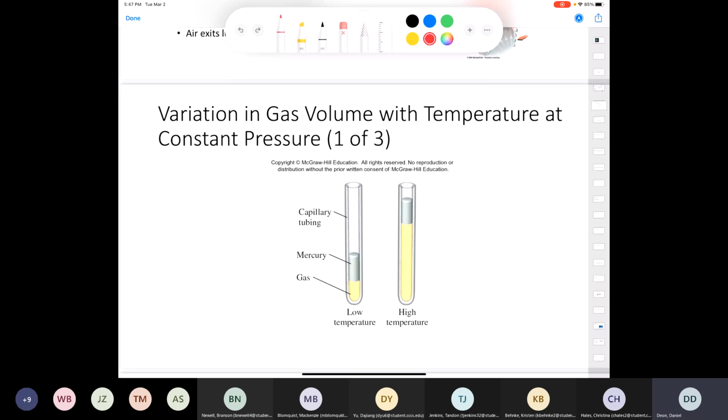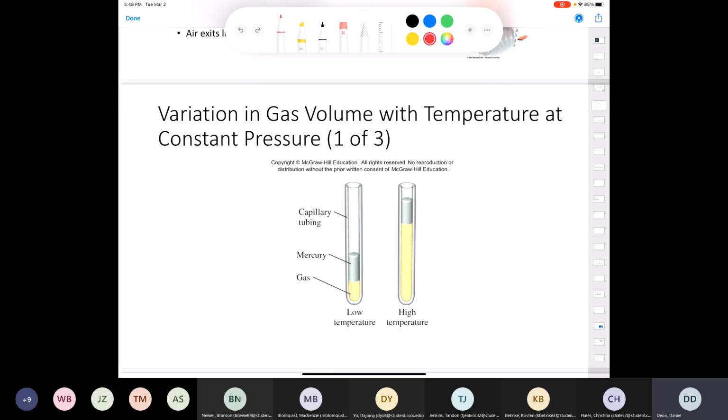Okay, so this is just a really small piece of tubing. You guys have all seen capillary tubes now that you've done the lab, well, some of you maybe haven't if you're in group B, but a capillary tube is just a really small piece of glass. And if you have some gas trapped in the bottom with some mercury on top, and it's at a low temperature, what happens if you heat that up? The gas is actually going to expand, okay? And there's a good reason for that.